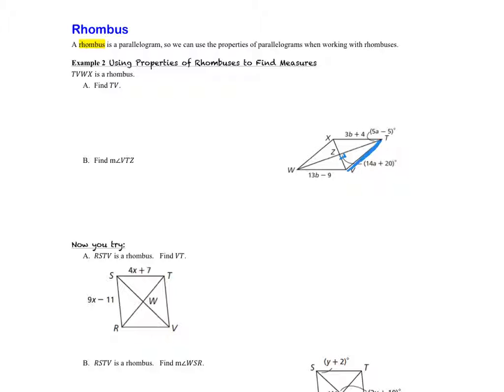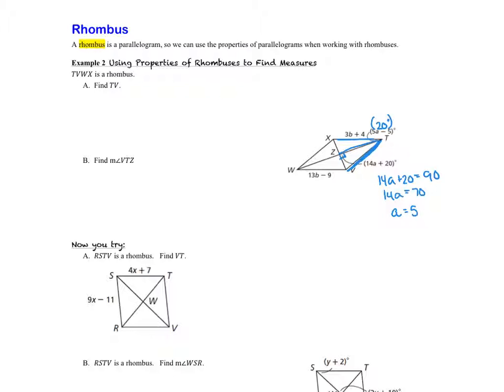Also, what I just drew, that 14a plus 20, is going to be equal to 90 degrees. So I can already set that equal to 90 before I even know what I'm solving for. Subtract 20 from both sides, so 14a equals 70. Therefore a is 5. So I can find this little angle, angle XTZ, because that's 5 times 5, which is 25, minus 5 is 20 degrees. And that means the large angle would be 40 degrees.